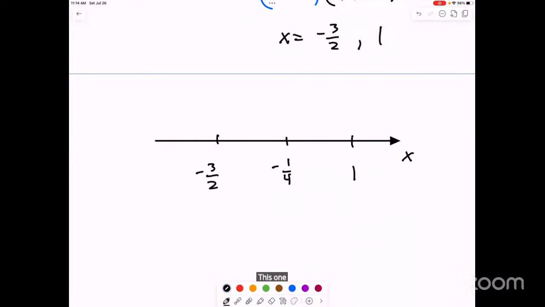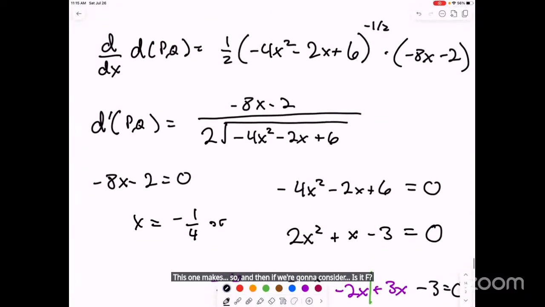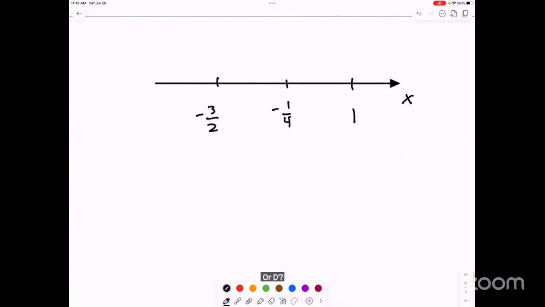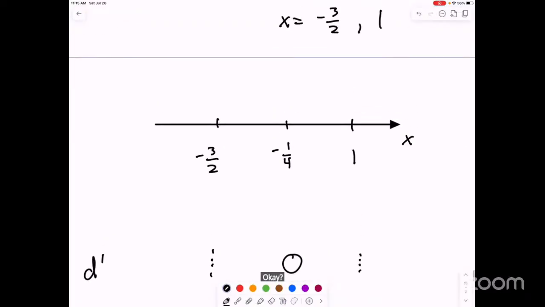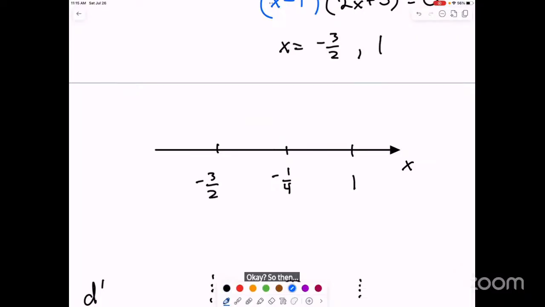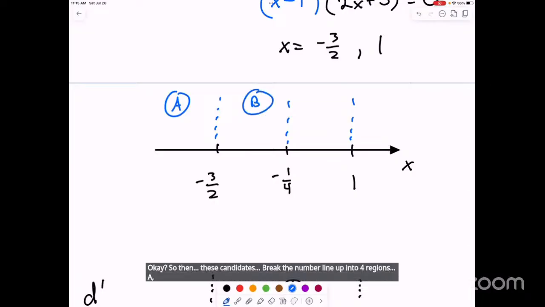This one makes d prime undefined. This one makes d prime 0. This one makes d prime undefined. So then these candidates break the number line up into 4 regions: A, B, C, and D.